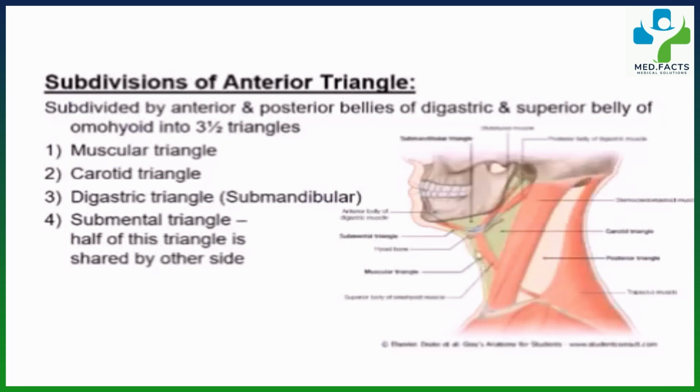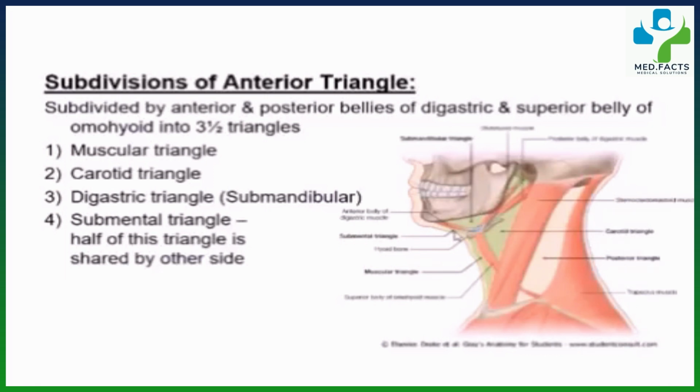There is a triangle here, this is called the muscular triangle. The second triangle here is called the carotid triangle. Very important triangle, one of the most important triangles in the neck is the carotid triangle. The third triangle here, there is one more triangle. This is called the digastric triangle, or it is also called the submandibular triangle. And in the front there is a triangle which is called the submental triangle.